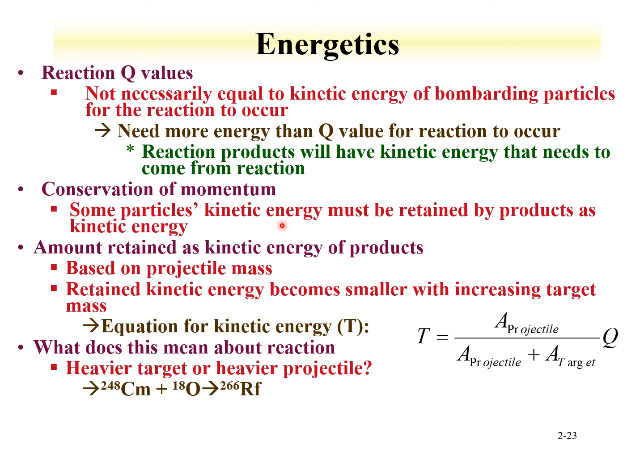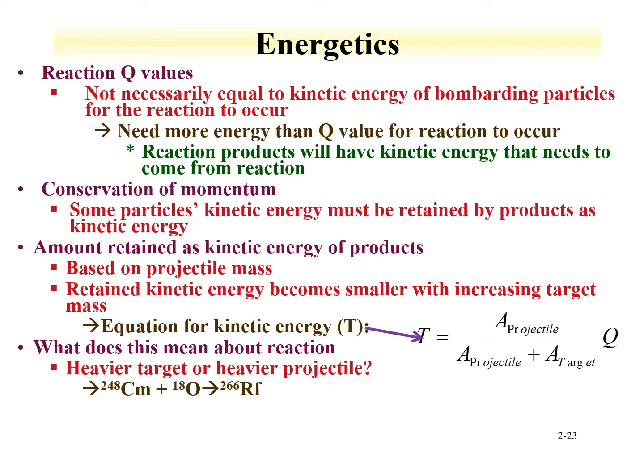And the amount that's retained as kinetic energy of the product is based upon the projectile mass. The retained kinetic energy becomes smaller as the target mass increases, with the equation that's listed here, where if I take the Q value and multiply it by the fraction of the mass of the projectile divided by the mass of the projectile plus the mass of the target, I get the kinetic energy that's necessary for the reaction. We'll see this eventually comes into something called the threshold energy.